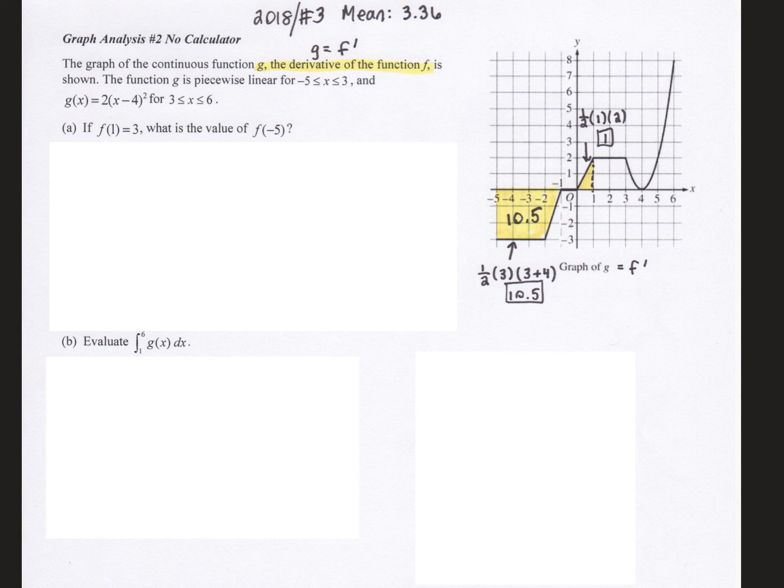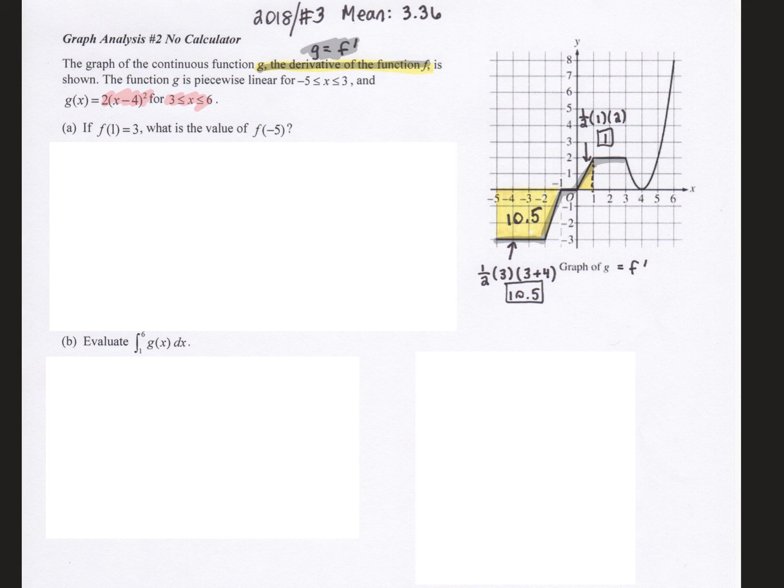Our graph analysis number 2 question was from the 2018 exam. The mean score is 3.36. In this graph, I am given a graph of g, but I'm told up here that g is the derivative of f, so g equals f prime. My function is piecewise linear, so these are all linear pieces from -5 all the way to 3. And then from 3 to 6, I have this quadratic equation that my function follows.